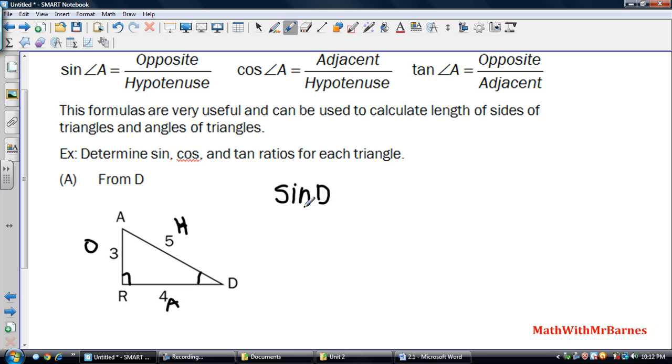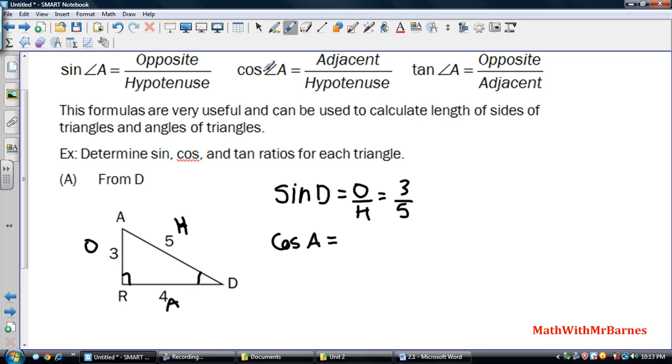Generally, guys, these are lowercase, so I'm not going to get that picky, but generally that's how it is. So sine of D, and some people like to put the angle symbol in there. I don't like to do that because it kind of clutters things up. So sine is opposite over hypotenuse. Again, we're looking for ratios of sides of triangles. So my opposite side is 3, and my hypotenuse is 5.